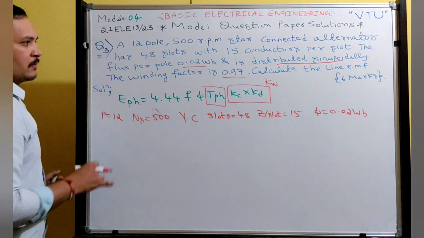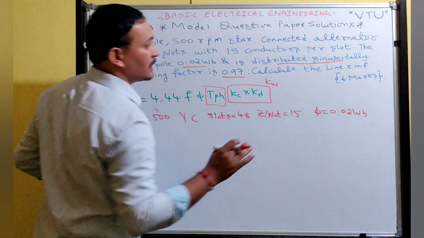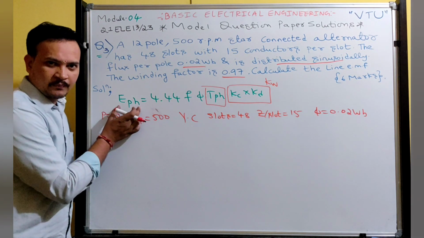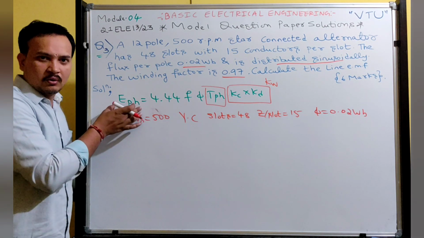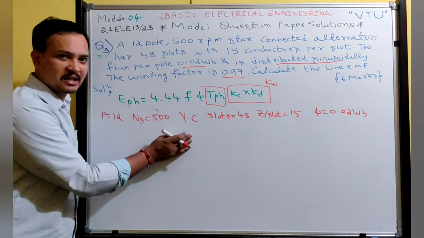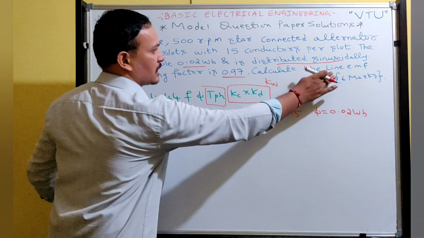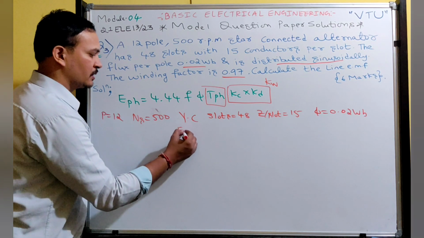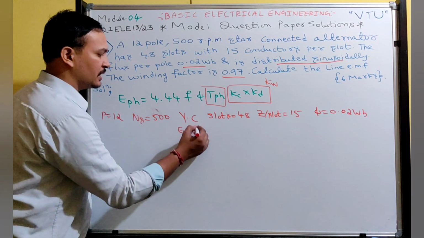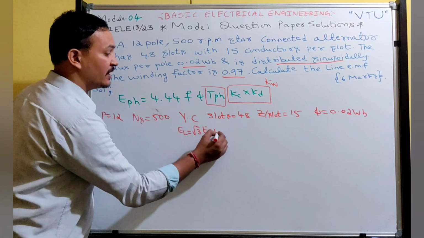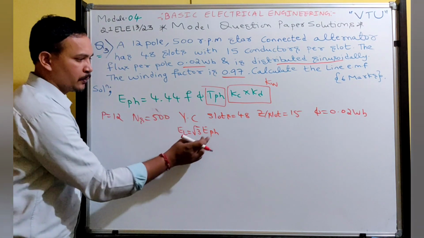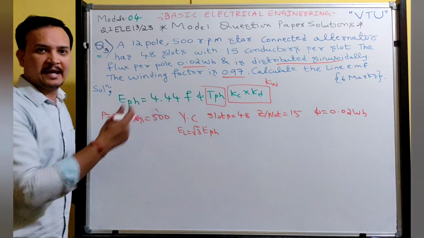In this problem, they are asking to calculate line EMF. We have an equation for phase EMF. Once I know the phase voltage, for a star connection, what is the line voltage? That is what they are asking. Line voltage is √3 times the phase voltage. Once I know the phase voltage, take that value, put it here, and you can find the line voltage.